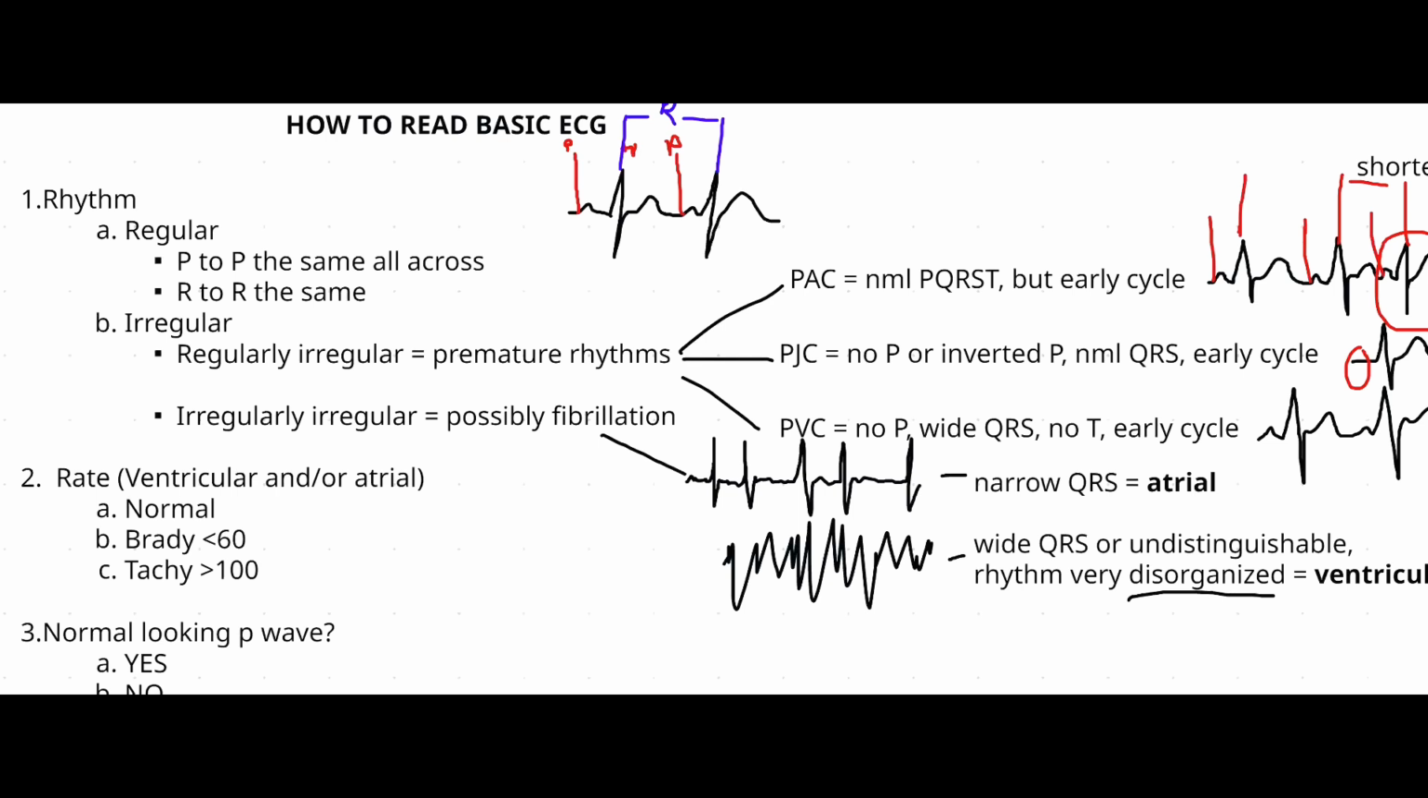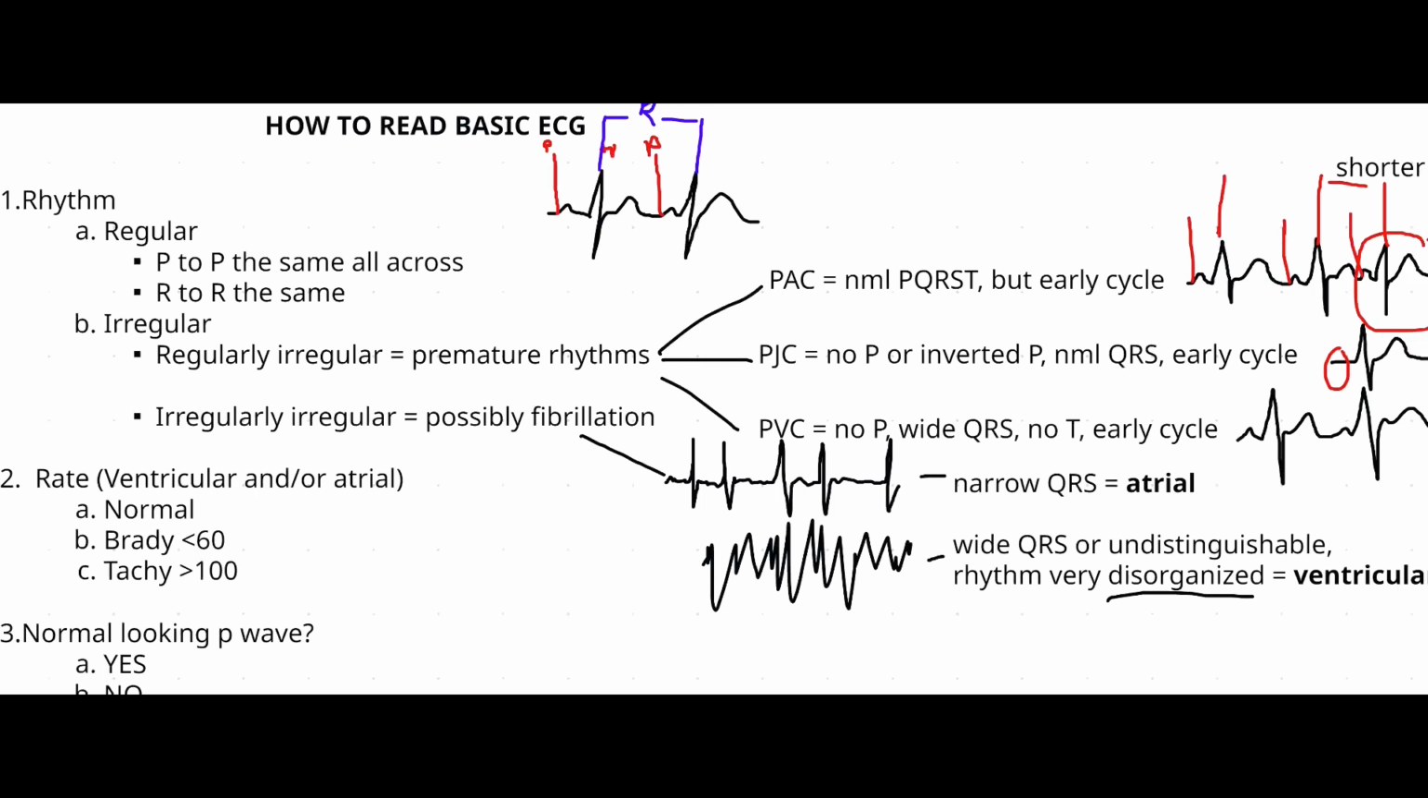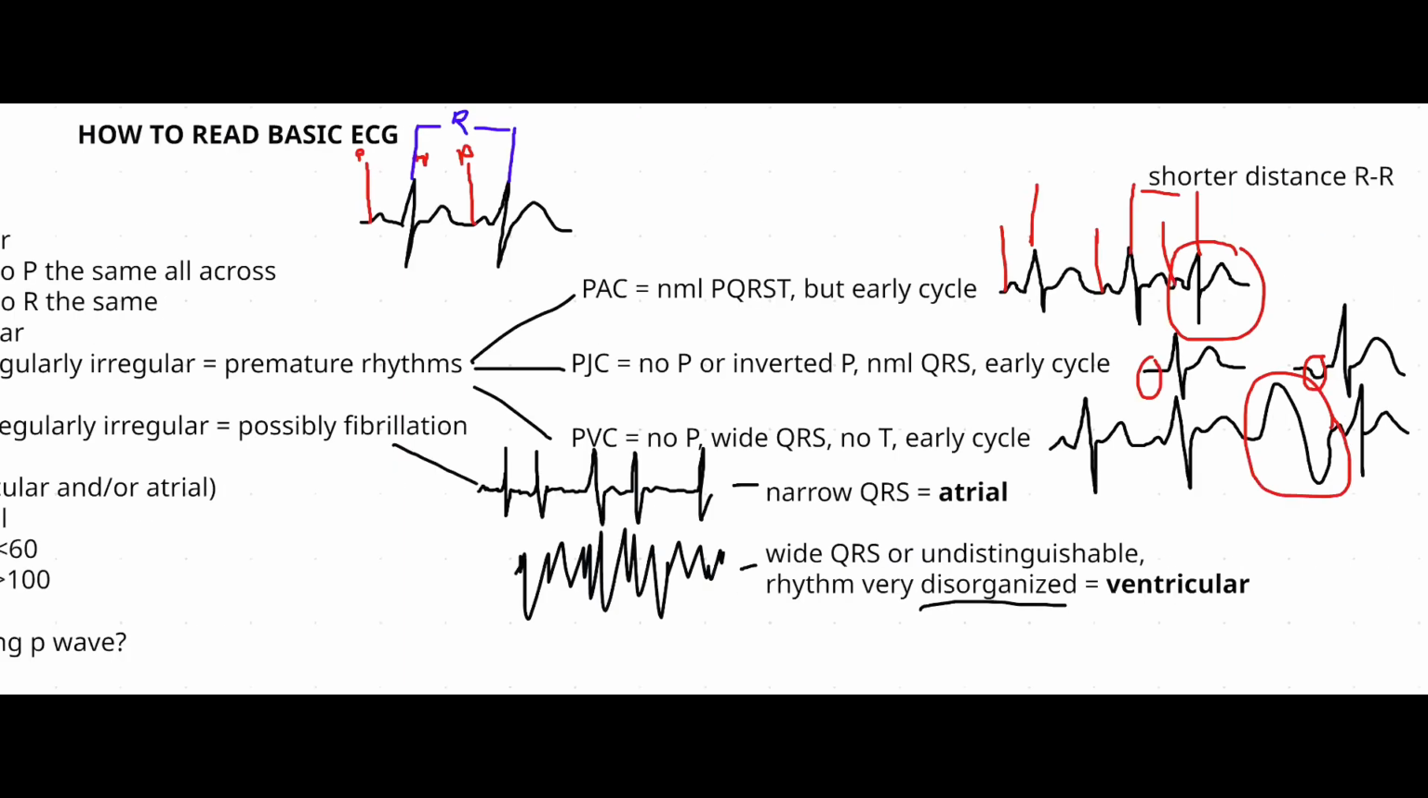And then you look at, well, what's wrong with it? Do they all look normal? PAC: is the P wave flat or upside down, but the QRS is still narrow? PJC. Or is the QRS wide? PVC. Okay.